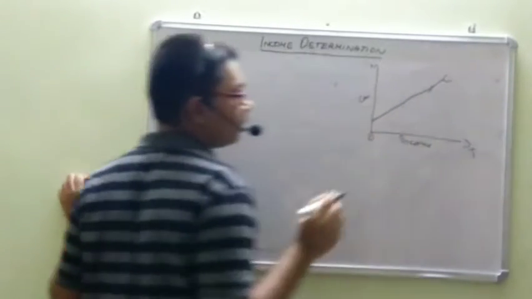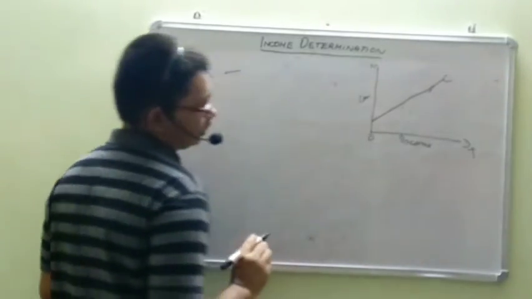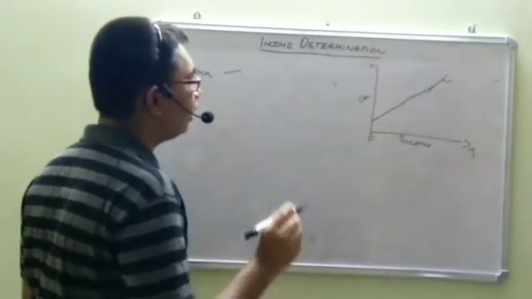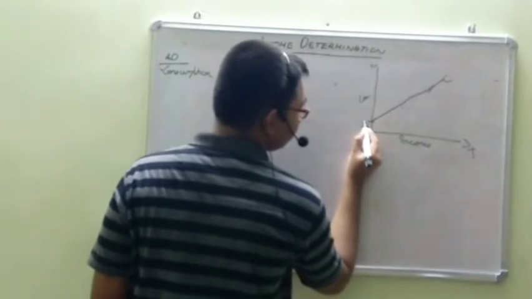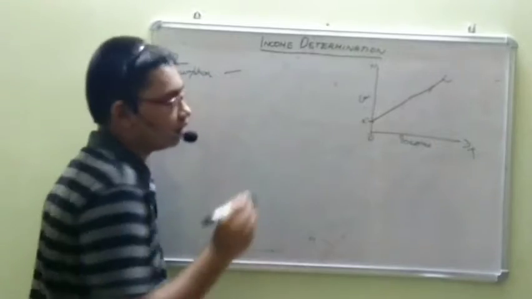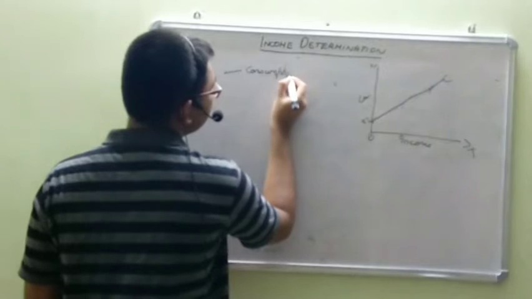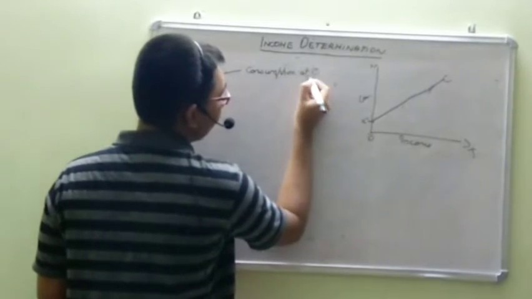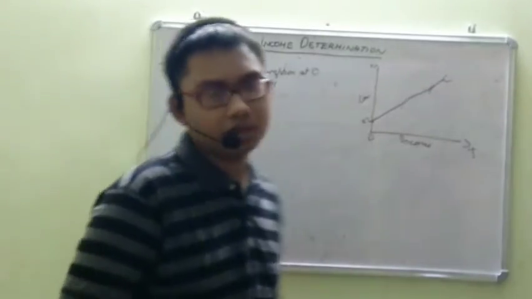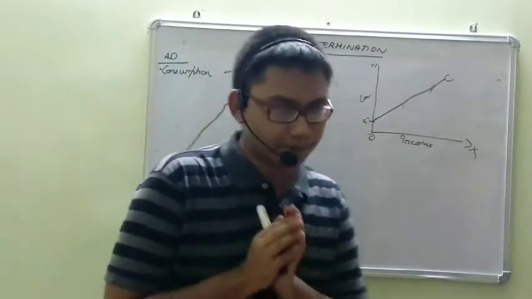Okay, see, the graph of the consumption curve will be like this. The slope will be constant. According to this, we denote this by C bar. This C bar is called autonomous consumption, that is, consumption at zero income. This consumption will be there whatever be the level of national income. Even when there is no national income at all, this consumption will be there.